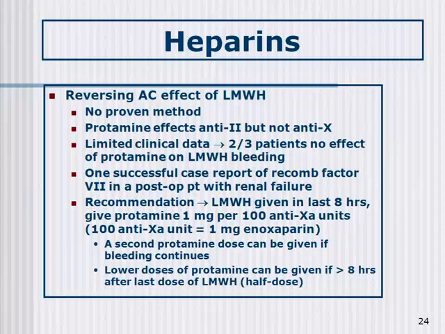There is some evidence that recombinant factor 7 was effective in patients with major hemorrhage who were receiving low molecular weight heparin. If the low molecular weight heparin was given in the last 8 hours, then you can try protamine, and the recommendation is 1 milligram of protamine for every 100 anti-factor 10A units, and 100 anti-factor 10A units equals 1 milligram of enoxaparin, which is the most commonly used low molecular weight heparin. So essentially it's 1 milligram of protamine for every milligram of enoxaparin that's been given over the last 12 hours.